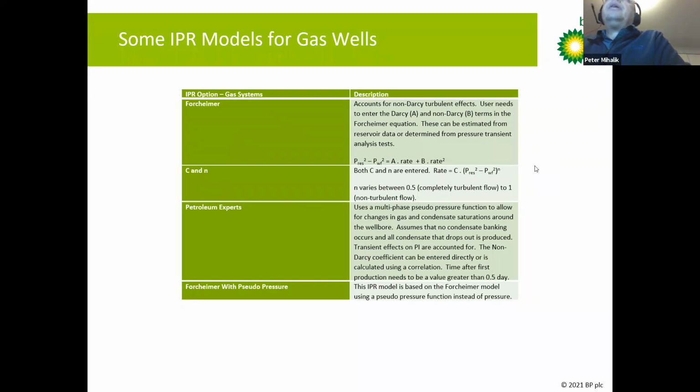And then there's Forchheimer, and Forchheimer with pseudo pressure as well. We don't tend to use those, but if you capture the shape of an IPR curve for a gas well in GAP, for an oil well, it will translate it automatically from whatever you've used into an equivalent PI model. For gas wells, the one you want to use is Forchheimer with pseudo pressure. That tends to capture the shape of the IPR curve better.